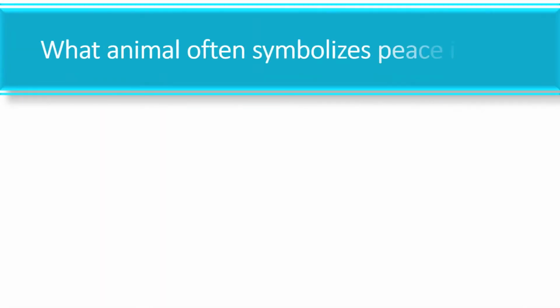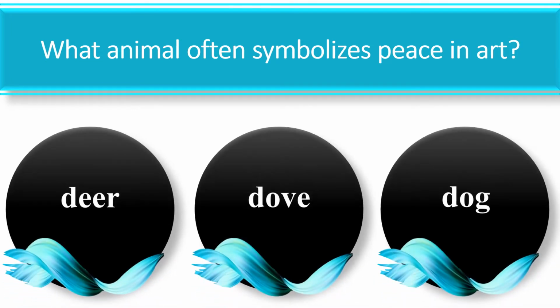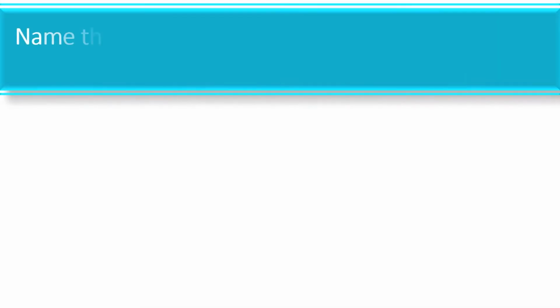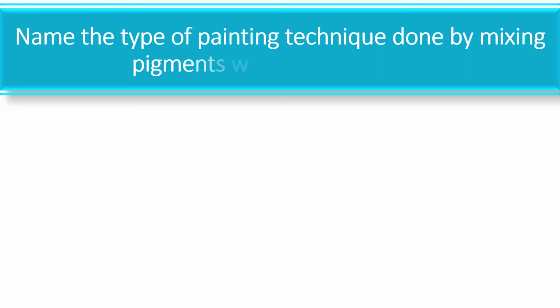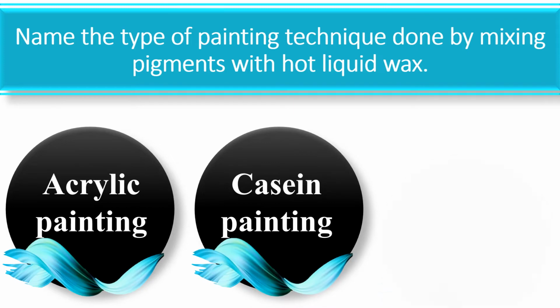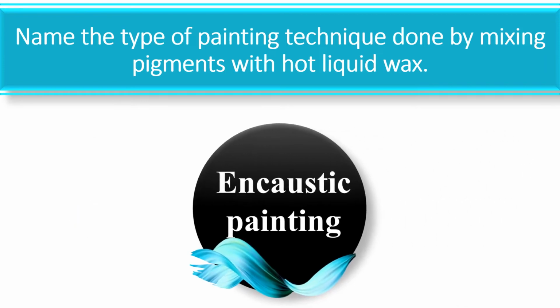What animal often symbolizes peace in art? Deer, dove, dog. Dove. Name the type of painting technique done by mixing pigments with hot liquid wax. Acrylic painting, casein painting, encaustic painting. Encaustic painting.